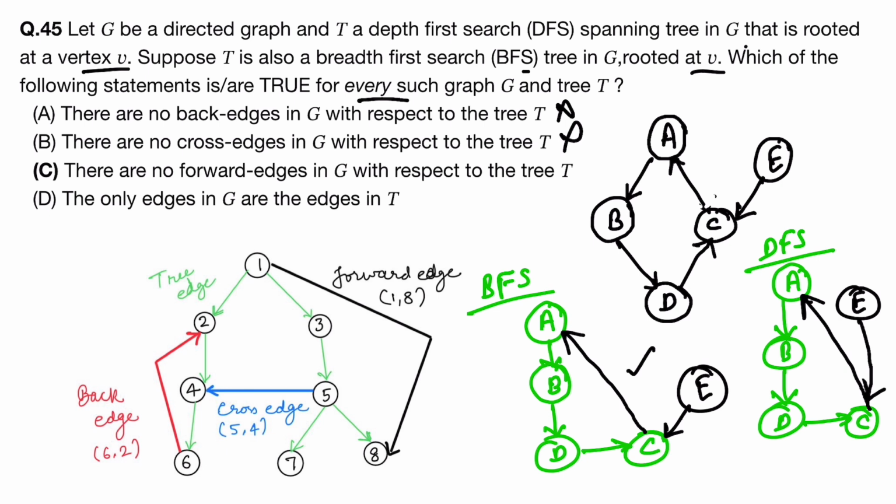See, only edges in G are edges in the tree. This is also false. There are also back edges and cross edges. So forward edge is not here. This is the case of a particular graph. We will have to draw any particular graph and then we will have to check. Okay, so this is the correct option.